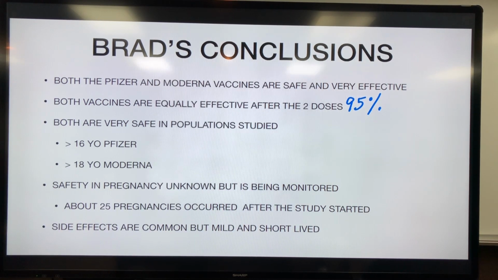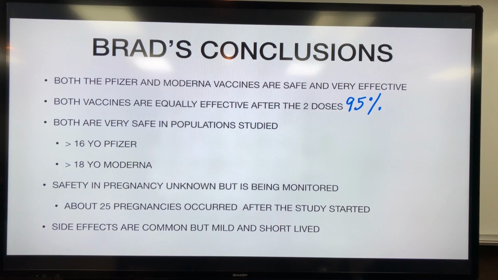Also, pregnancy was ruled out. Anybody who wanted to sign up for the studies, if they were pregnant, was not accepted. However, stuff happens. People did get pregnant during the studies, about 25 in each study. Not enough to conclude anything about safety or efficacy, but they're following those along.